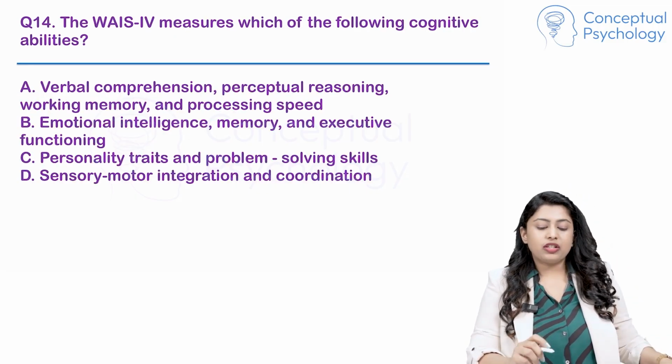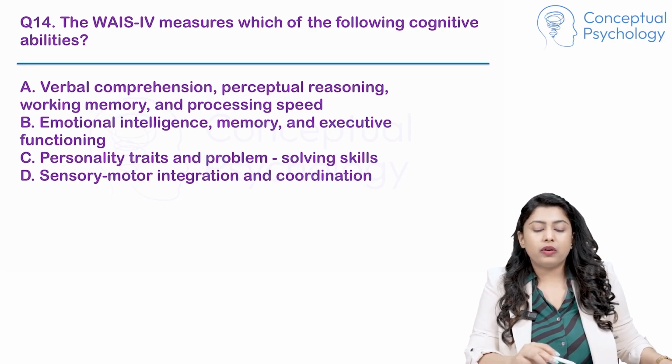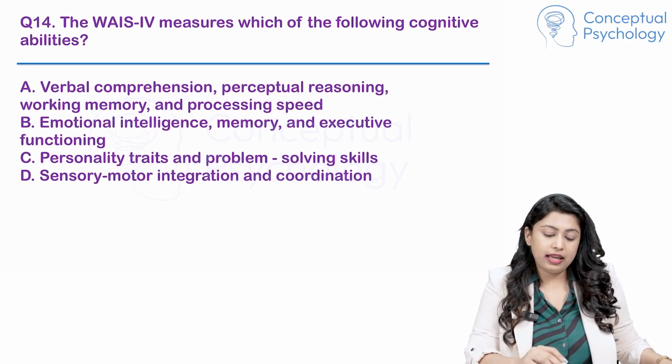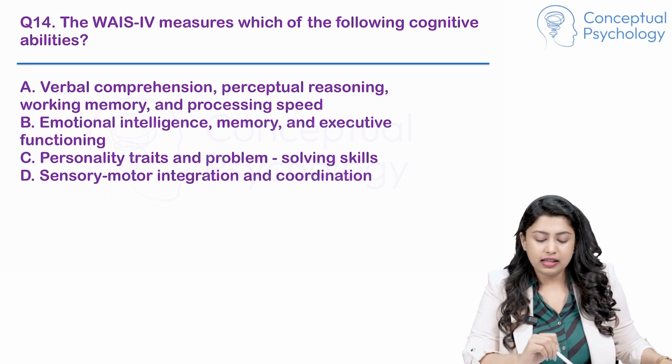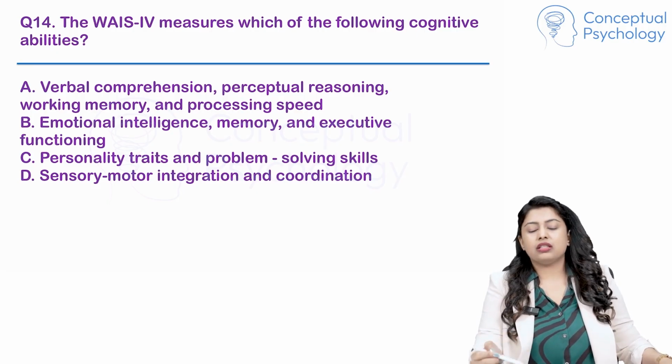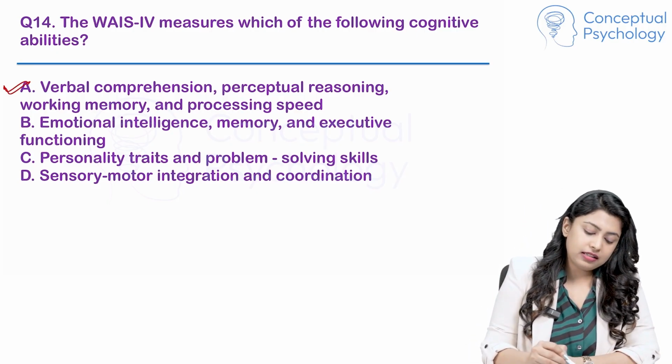Next, the Wechsler Adult Intelligence Scale 4 measures which of the following cognitive abilities? A. Verbal comprehension, perceptual reasoning, working memory and processing speed. B. Emotional intelligence, memory and executive functioning. C. Personality traits and problem solving skills. And D. Sensory motor integration and coordination. The correct answer is A.